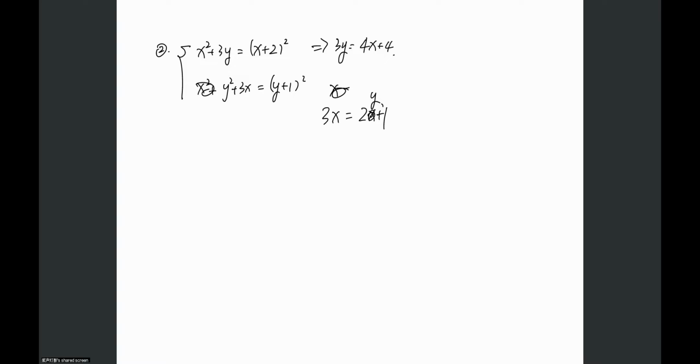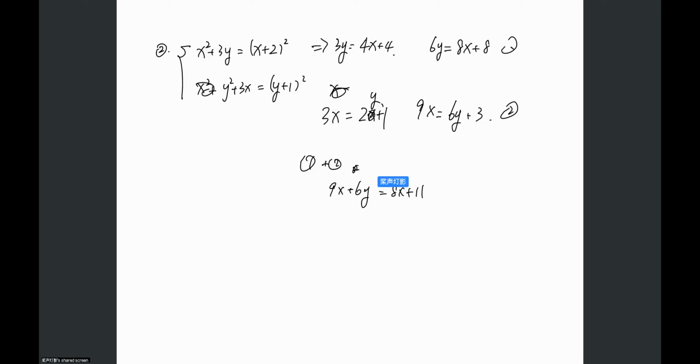Of course, I just need to solve it. 6y equals 8x plus 8, and 9x equals 6y plus 3. And if I add them together, 9x plus 6y equals 8x plus 11, right? So x equals 11, and y equals 16. So this is the other case. So the only cases are 1, 1, and 11, 16, and 16, 11, of course, if it's counted. Okay, so this is my first question.